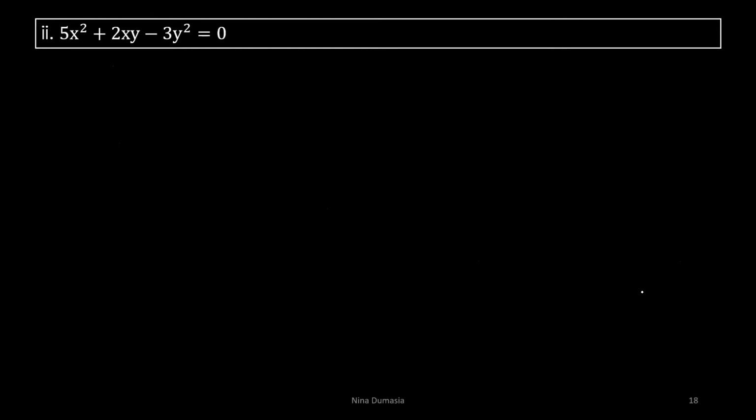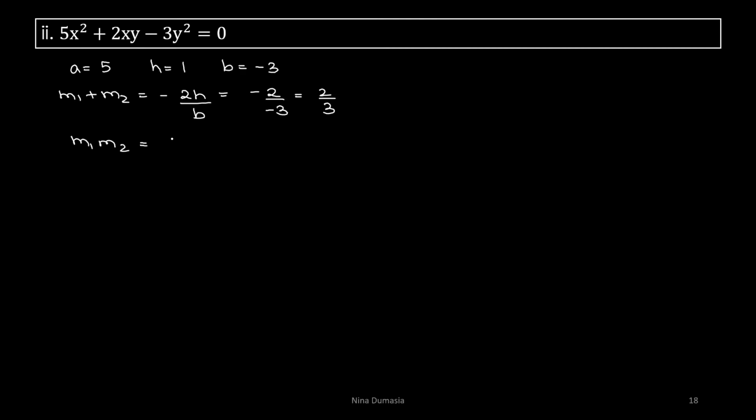We have 5x square plus 2xy minus 3y square is equal to 0. First we write down what is a, h and b. Okay. A is equal to 5, h is equal to 1 and b is equal to minus 3. Therefore, now we can find out m1 plus m2. You can write, suppose the lines have slopes m1 and m2, then m1 plus m2 is minus 2h by b, which is equal to minus 2 by minus 3, which is 2/3. Next, m1 into m2 is equal to a by b, which is 5 by minus 3, which is minus 5/3.